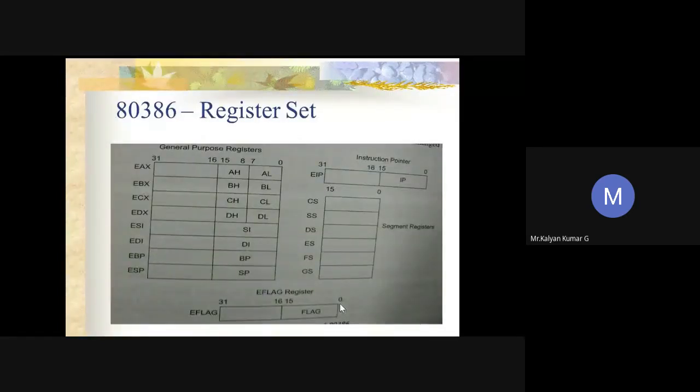So the 32-bit register corresponding to AX, you can represent as EAX. Similarly for other cases also. All these are 32-bit registers which are available. Just have a look at this diagram so that you can understand much more easily. This is the register set of your 80386 processor.